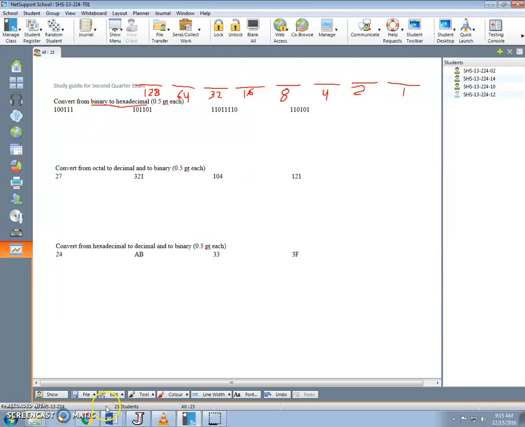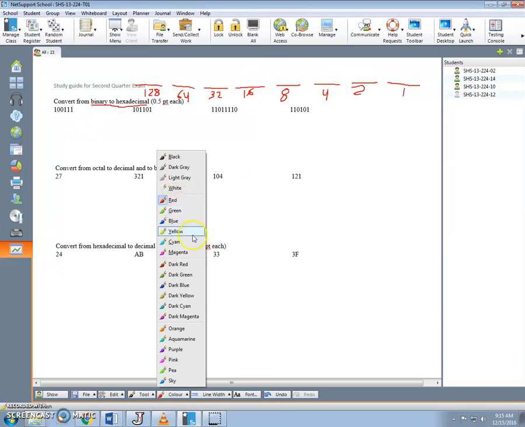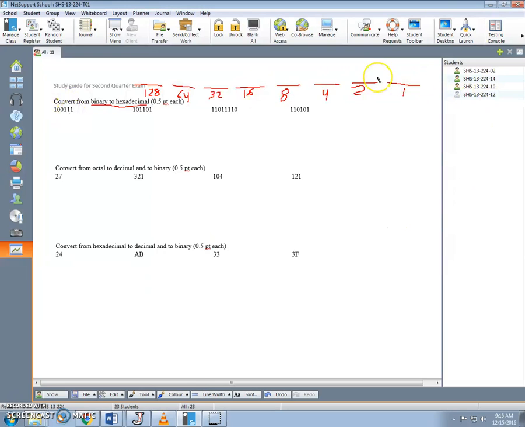And just watch closely as I put these numbers onto there. I'm going to change the color to blue, since cyan is not going to be visible enough. So we put in 1, 0, 1, 1, 1, 0, 0, 1. Now let's go ahead and add those up.